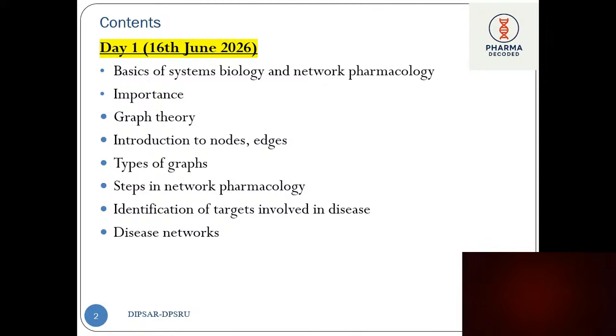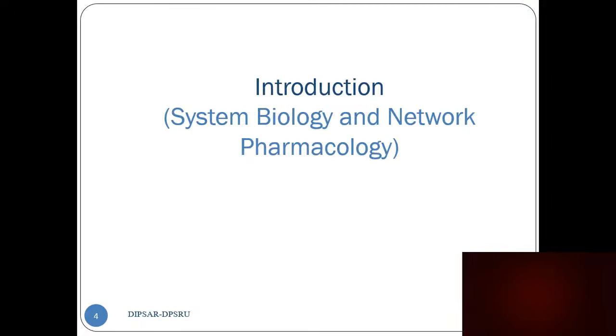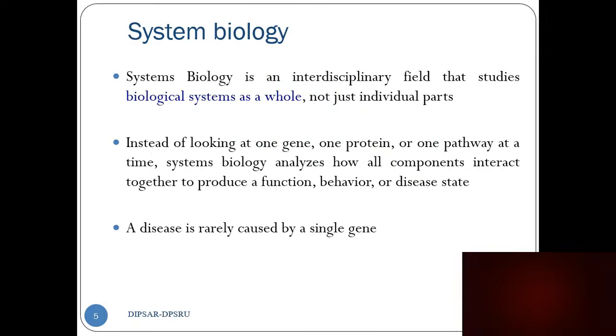So today's session is about what steps you have to follow if you want to do network pharmacology for your research. We are going to cover how to create the files, how to identify the common targets, how to check the interactions, and of course analysis, which is a very important part: how to analyze the network, what parameters to check, and how to identify the pathways. This we have already covered, so I am skipping this part.